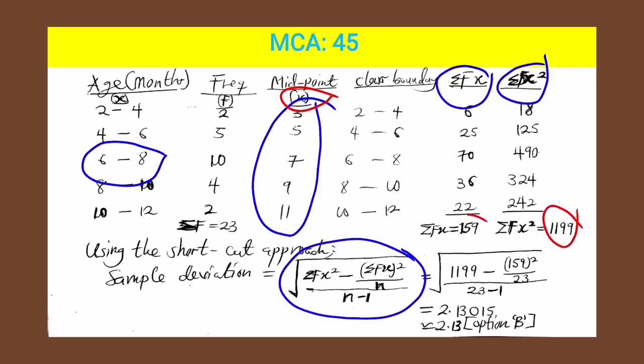1199. Then you're going to get 159. Then using this formula, you should be able to substitute and then get the answer. And remember, our total frequency was what? 23. So that was a shortcut approach to standard deviation, and that's what I used as the formula here. When I do the substitution, I should be able to do the calculation and get 2.13 in that case. So that's how we go by this approach in finding standard deviation. It's very important, so let's take note of that.